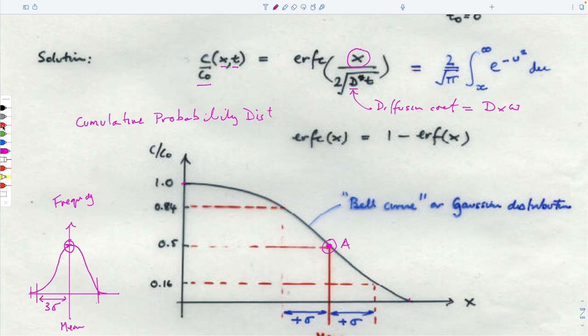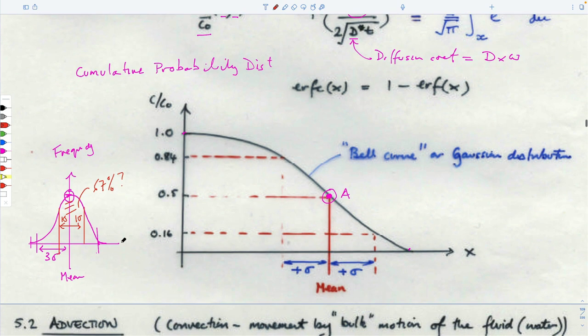And if you only went 1 standard deviation, I can't remember. Does anyone remember what 1 standard deviation is? Is it 66%? I digress, it's not particularly important, but I'm doing it anyway. This would be 1 sigma on each side. And I think this area here would be 67%. I can't remember. It doesn't matter, but you get the idea. So it's the so-called Gaussian distribution after Gauss. Must be a German mathematician, right?